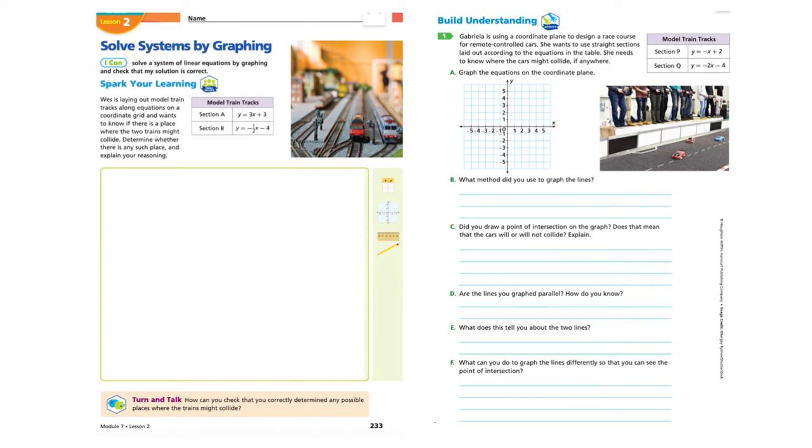This is lesson 2 of Module 7, Solve Systems by Graphing. The I can statement says, I can solve a system of linear equations by graphing and check that my solution is correct. So let's look at the Spark Your Learning.